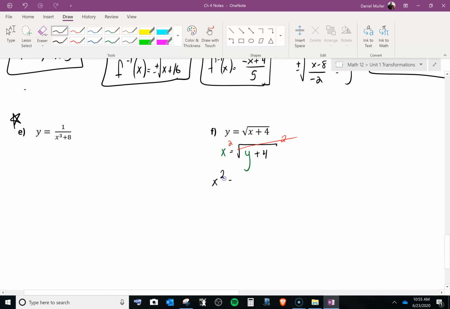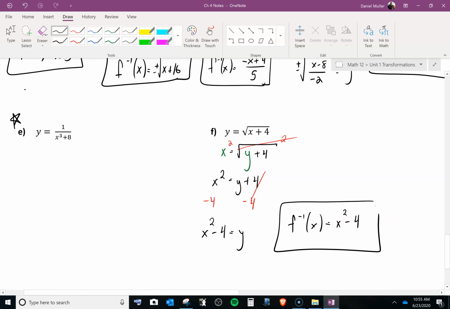So I have an x squared equals y plus 4. And then I can just subtract over the 4. And I have x squared minus 4 is equal to y. So that's all there is to it for that one. X squared minus 4 is my inverse function.